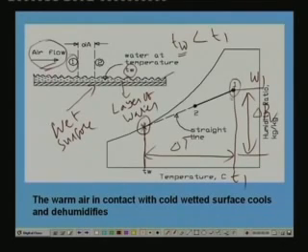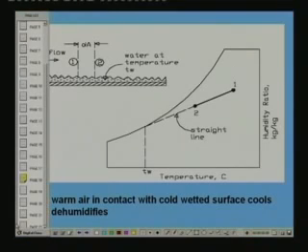Since the vapor pressure and temperature of this air are greater than those of the saturated water vapor, heat transfer will take place, sensible heat transfer will take place from air to the water, and latent heat transfer will also take place from air to the water. That means this warm air, when it comes in contact with a cold wetted surface, gets cooled and dehumidified. So, what you get at point 2 is cold and dehumidified air. Now, the question is what will be the condition of this air. How do you determine this condition, or where does this point lie?